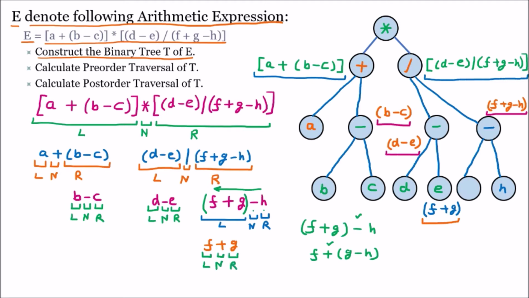Now based on that we are going to construct the tree. Here we have the node which is the parent, that is plus. Then on the left hand side we have f, and on the right hand side we have g. So this is how we have constructed the tree. Our first part is solved, that we are able to construct the tree.